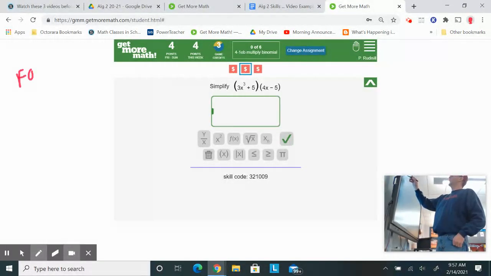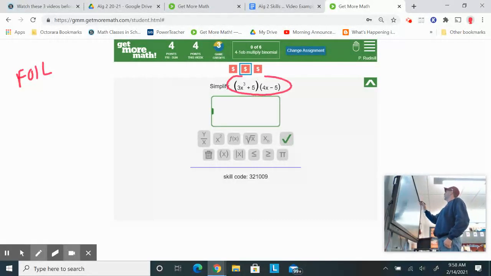So FOIL, F-O-I-L. F is for first, O is for outers, I is for inners, and L is for last. And here is our problem. So I'm going to pause the video, recopy it on the side, and I'll show you how to do the FOIL method.